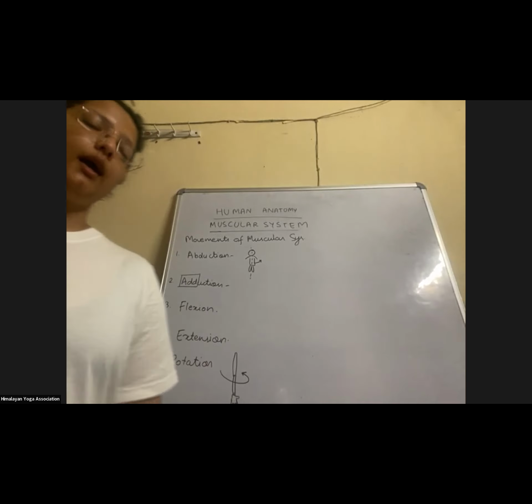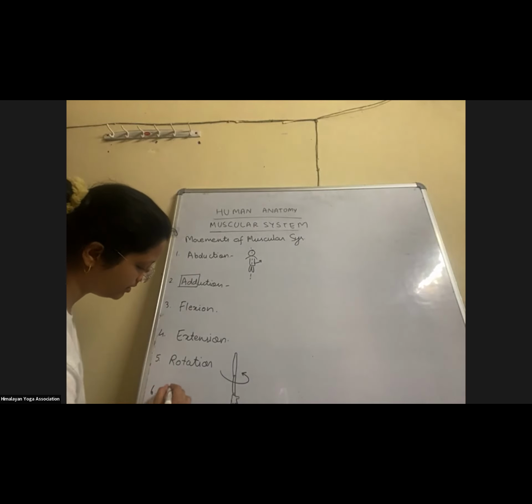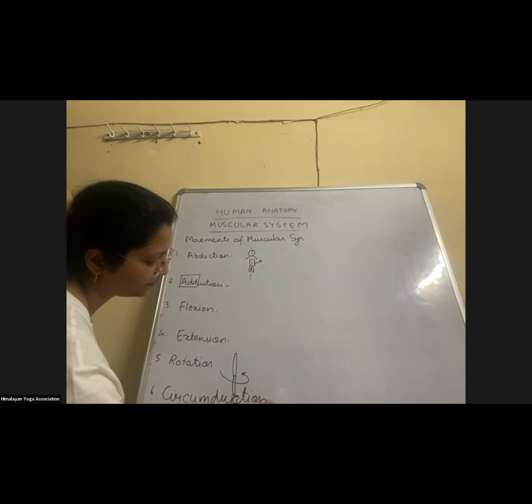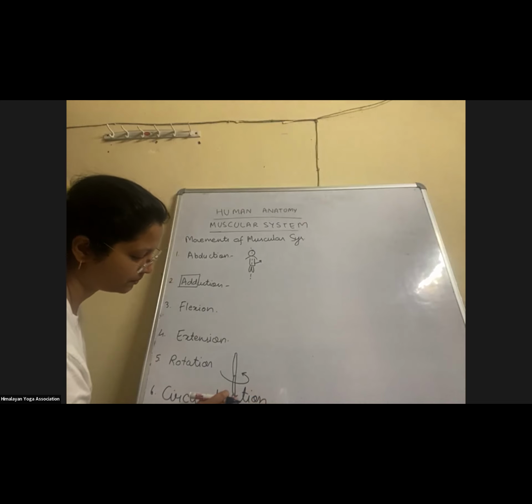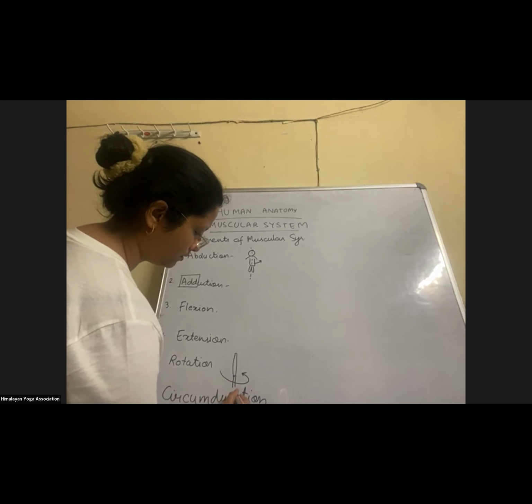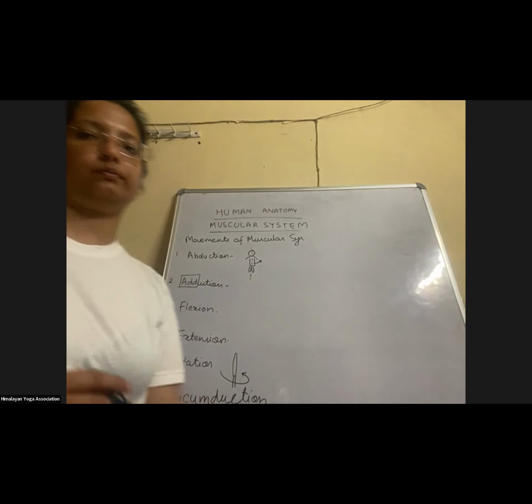Okay, and the last is circumduction. Circumduction. When I am rotating my arm like this in 360 degrees, that is called circumduction. You can take a screenshot of this. Now we are clear with the movements.